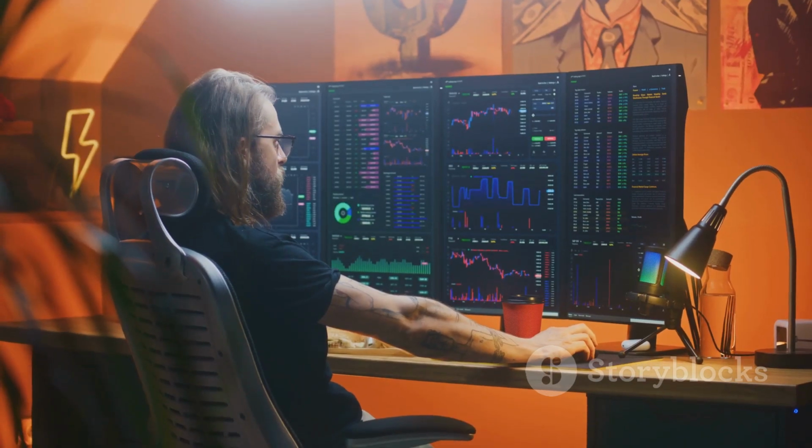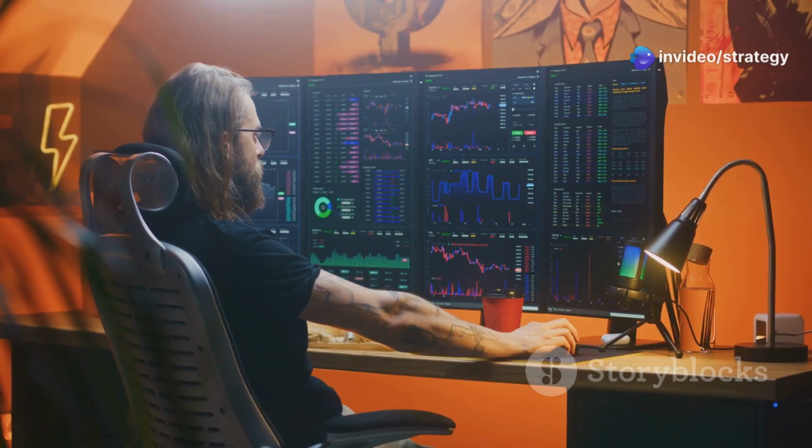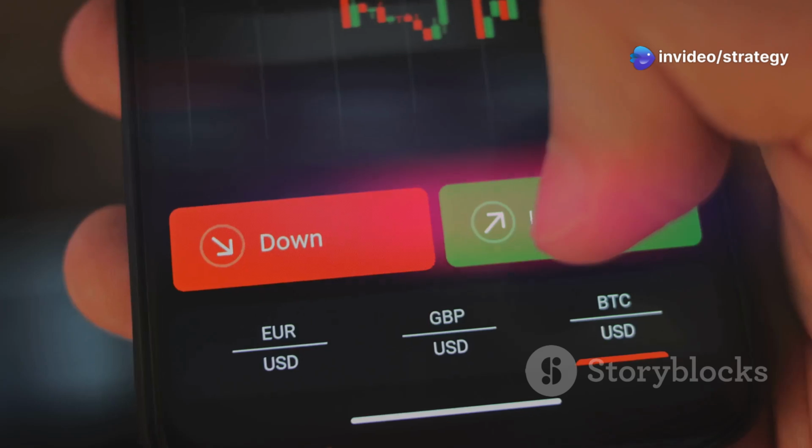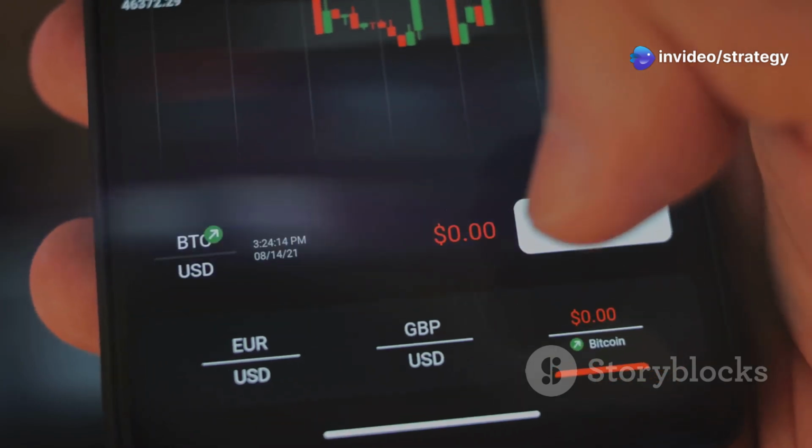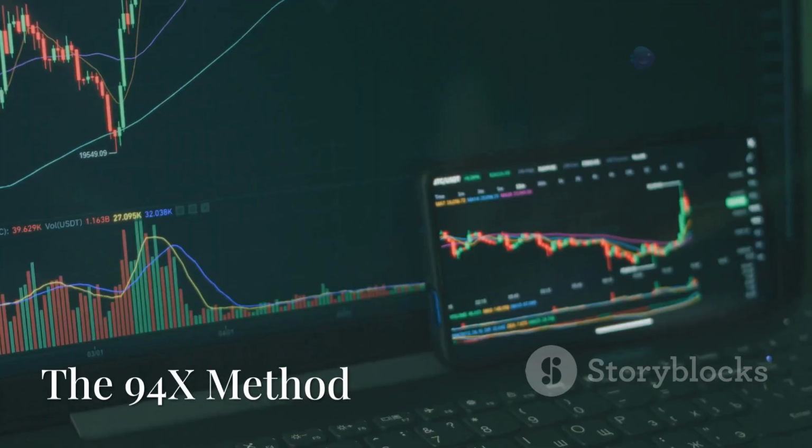Keep your eyes peeled for either 16 or 34 to pop up on the index. Once you spot one of them, that's your signal to make your move. The 84x method might seem a bit more intricate, but trust me, with practice you'll be able to spot those patterns and capitalize on them.